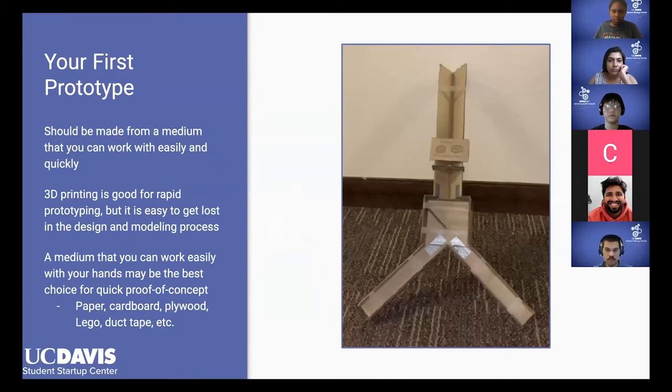And then after you have your first design from your sketches, you're going to want to make your first prototype. And this is going to be made from something that you can work with easily and quickly. 3D printing is good for rapid prototyping, but it's easy to get lost in designing and modeling and things like that. Something that's a little bit quicker, where you use your hands to get a really easy, quick proof of concept, like paper, cardboard, Lego, duct tape, plywood. Something that's accessible and you don't have to go out to the store and buy it.